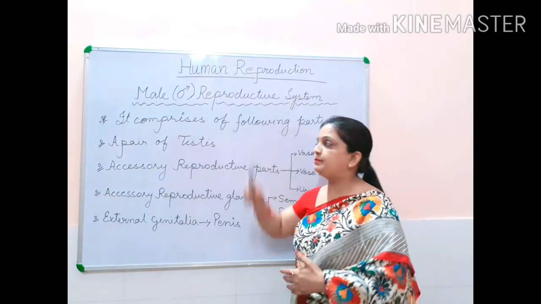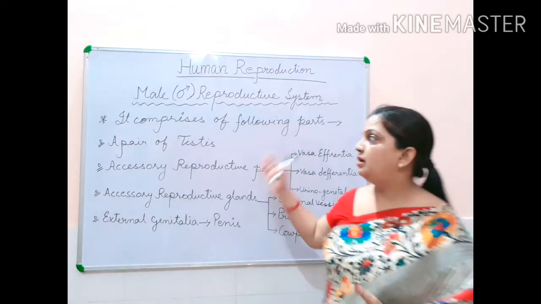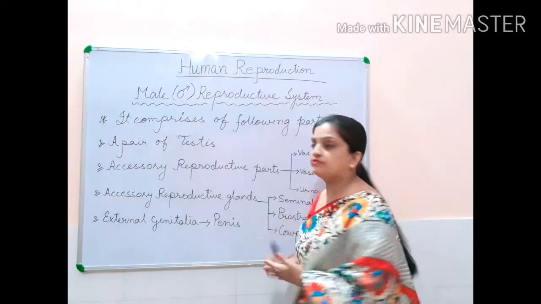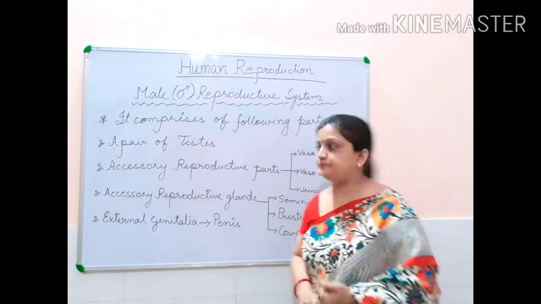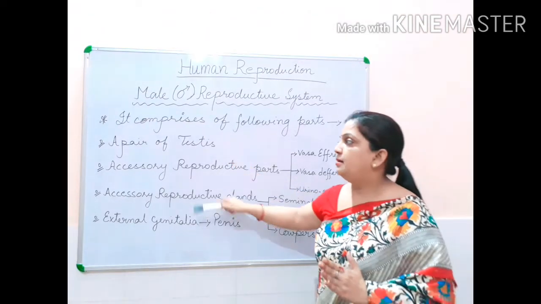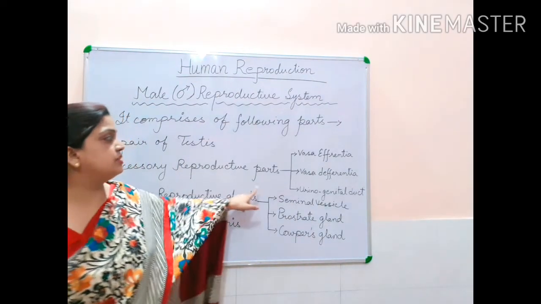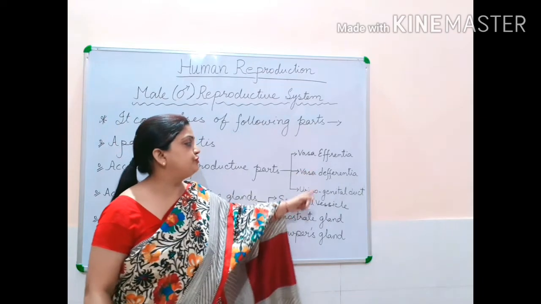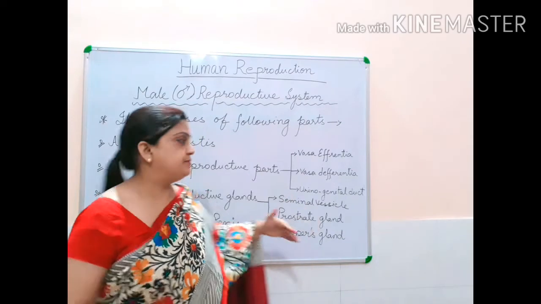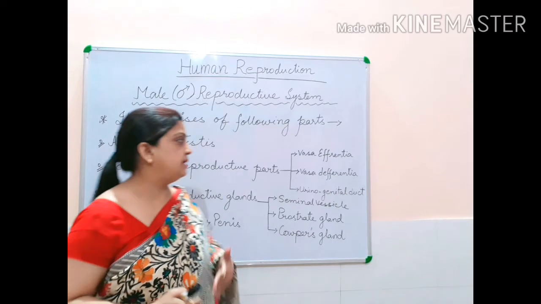Similarly, the male reproductive system is also one of the most important parts, and it is made up of a pair of testes, accessory reproductive parts, accessory reproductive glands and external genitalia. A pair of testes is present. But the accessory reproductive parts are made up of three different ducts, or three different tubes, three different pipes. In biology we call them duct. A duct is a pipeline structure.